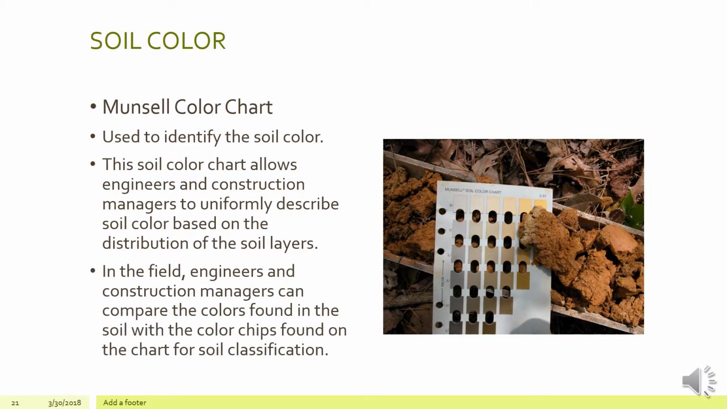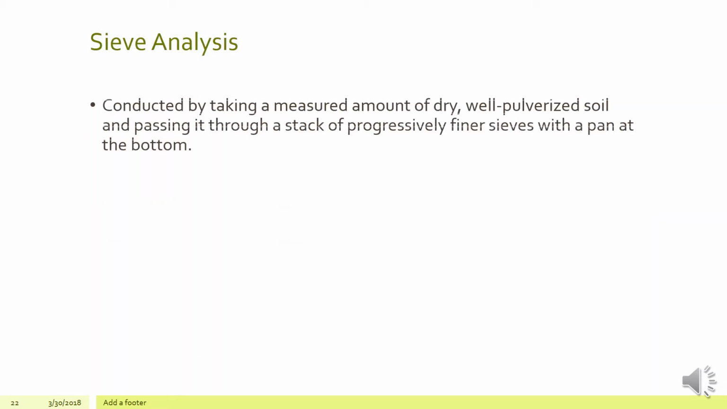In the field, engineers and construction managers can compare the colors found in the soil with the color chips found on the chart for soil classifications. So again, we take our color chart, we have an excavated area, a trench, and we can get in there and we can start to look at the soil distribution and the colors that we have and start to classify them in that manner. Let's take a look at the sieve analysis test.